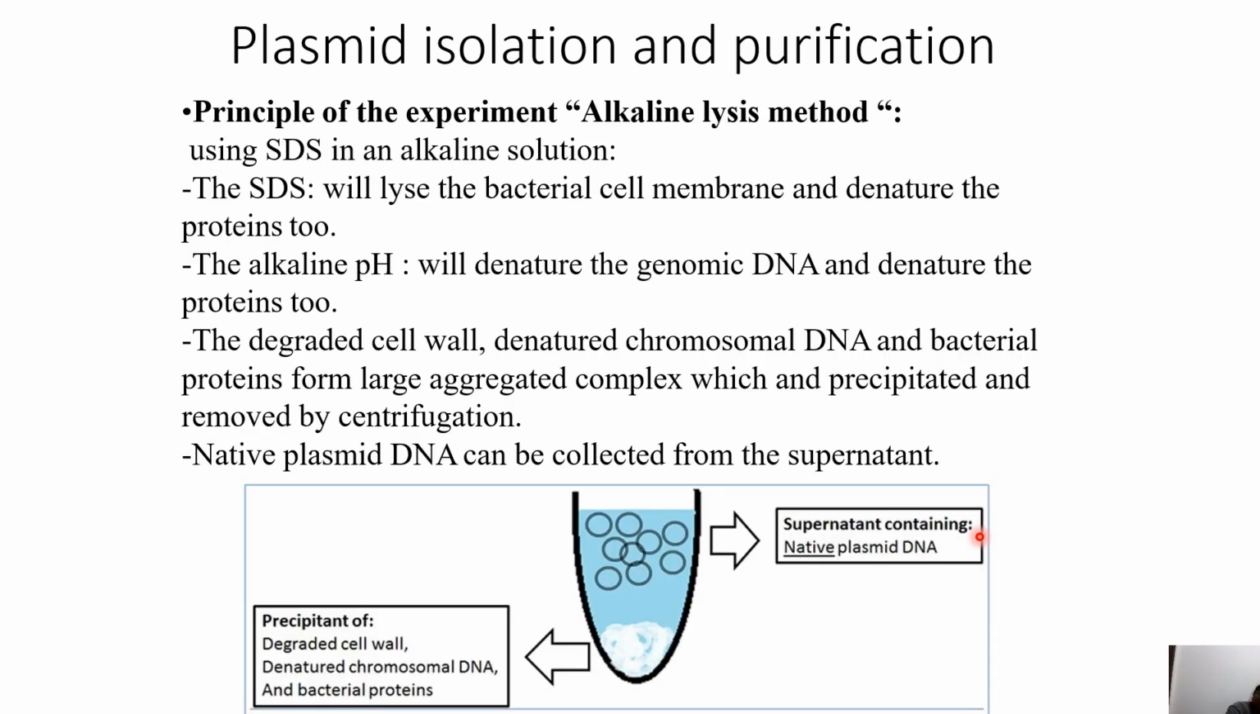So the principle of the experiment is basically using SDS in an alkaline solution. SDS will lyse the bacterial cell membrane and denature the proteins too, and the alkaline pH will denature the genomic DNA. The degraded cell wall, denatured chromosomal DNA and bacterial proteins will form large aggregated complexes which will precipitate and be removed by centrifugation, whereas the native plasmid DNA can be collected from the supernatant.